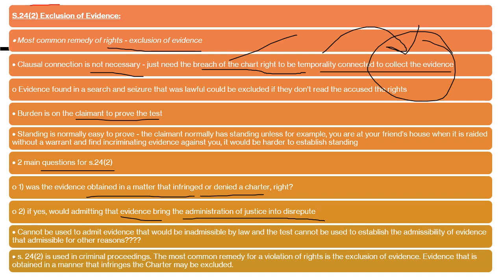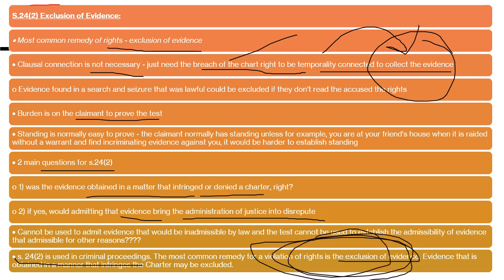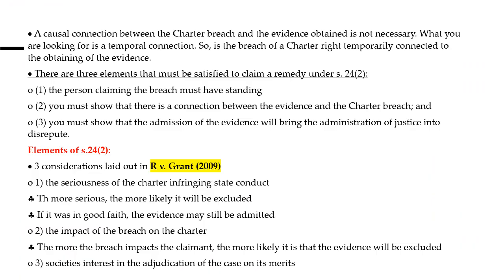Section 24(2) is used in criminal proceedings. The most common remedy for violation of a right is the exclusion of evidence. So this is the most common remedy. So you have to keep this in mind. Evidence that is obtained in a manner that infringes the Charter has definitely to be excluded until and unless it is justified. A causal connection between the Charter breach and the evidence obtained is not necessary. We already talked about this thing.